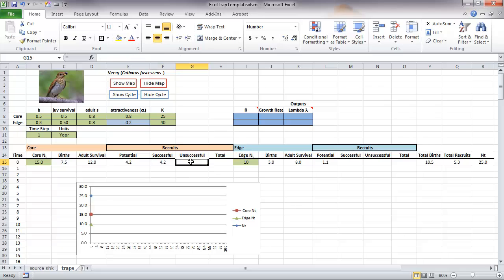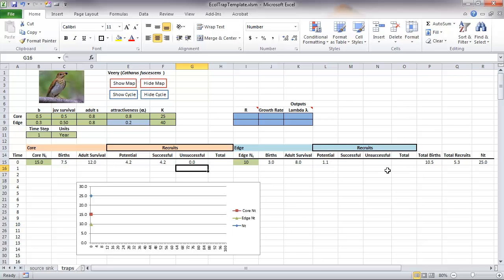So the next column should be a snap. Here's the number that wanted to acquire territory in the core. Here's the number that were successful. How many were unsuccessful? It's just going to be the potential number minus the successful number.